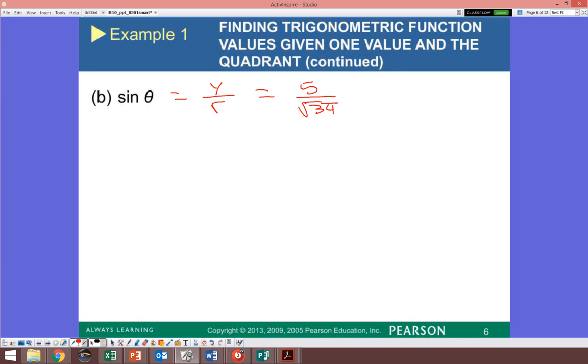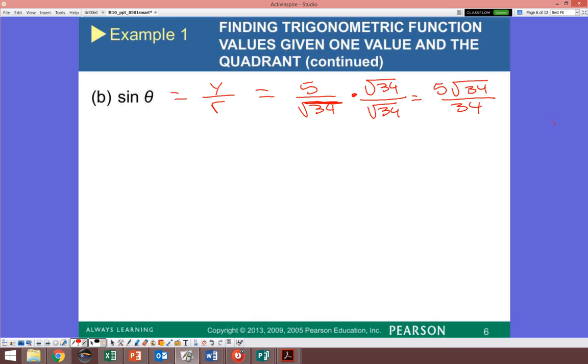Now, can I leave it like that? No, you can't have the radical there. So you have to rationalize. I'm going to multiply top and bottom by radical 34. That gives 5 radical 34 over 34. Are they the same? No, it's equivalent, but I just cannot leave my radical in the denominator.